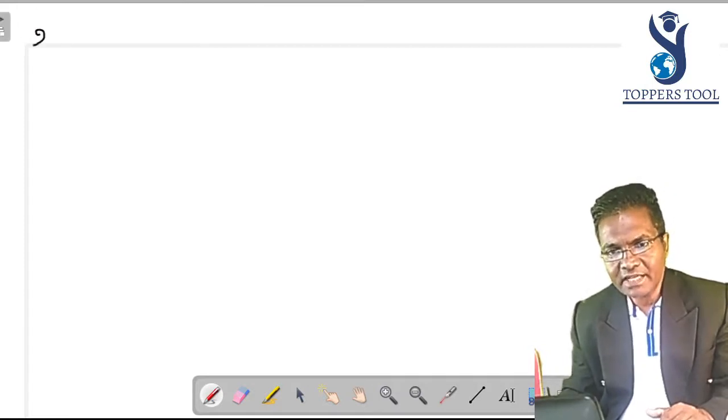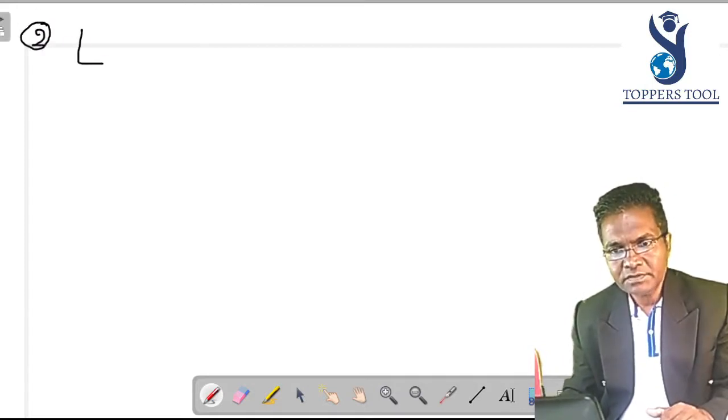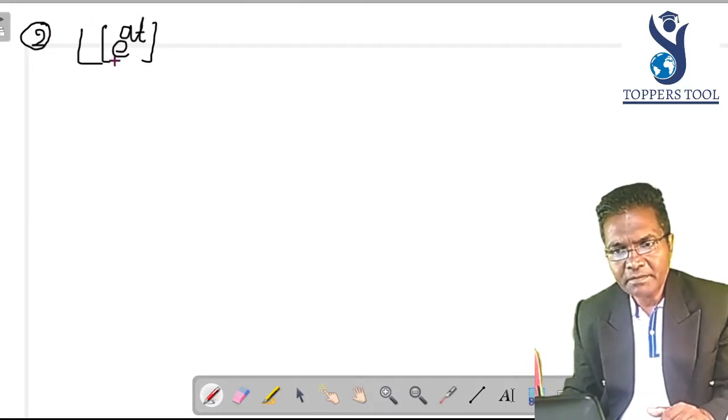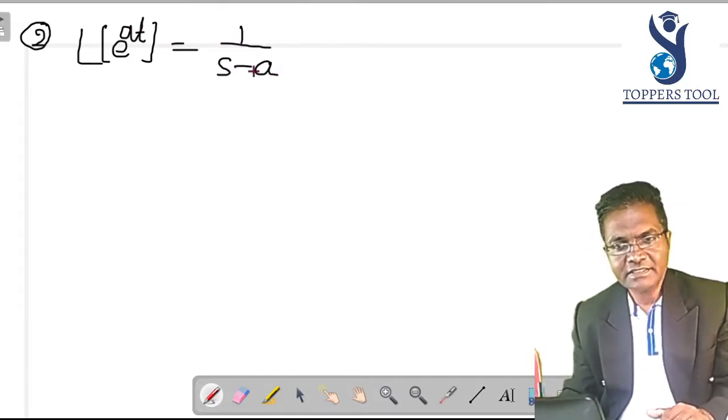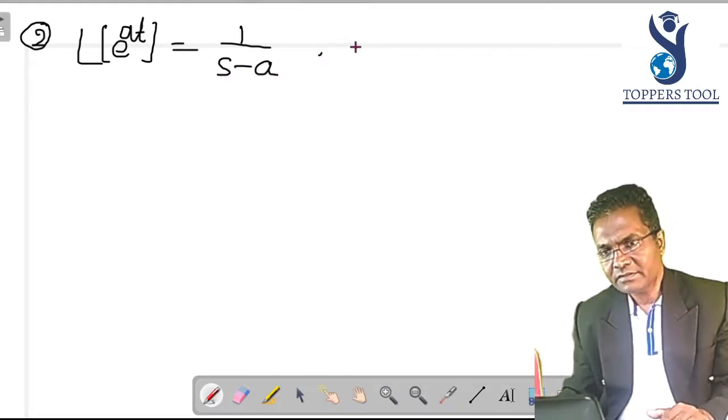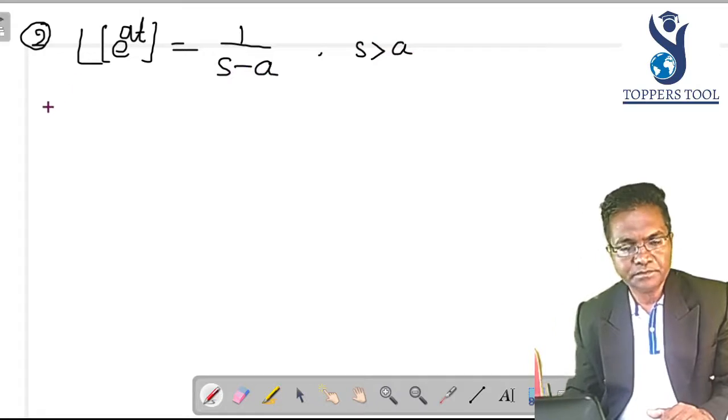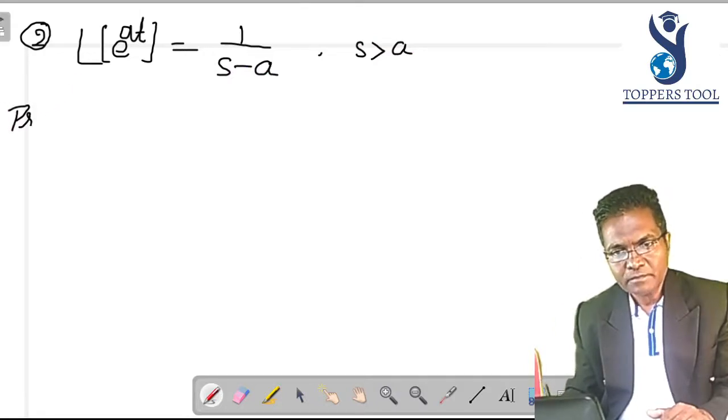Okay, let's have the second one. L of e power at is 1 by s minus a, where s has to be greater than a. Okay, again use Laplace transform definition.